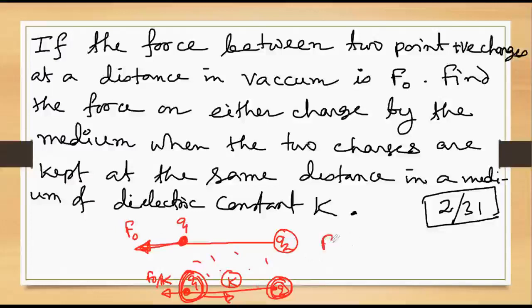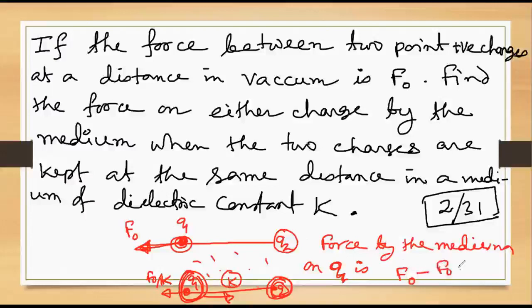So force by the medium on Q1, I'm just taking Q1 as a sample only, you can discuss the same thing for Q2 also, will be what? F0 minus F0 by K. That is the answer actually. You can take F0 common also: 1 minus 1 by K into F0.